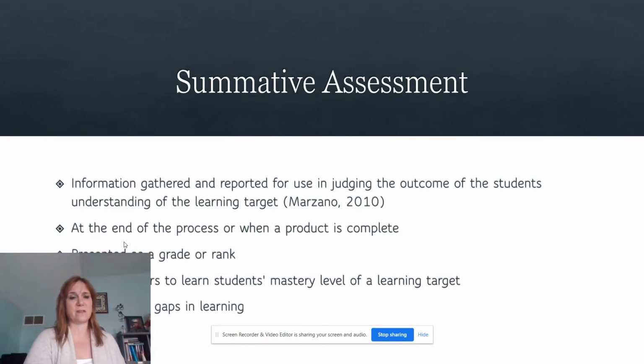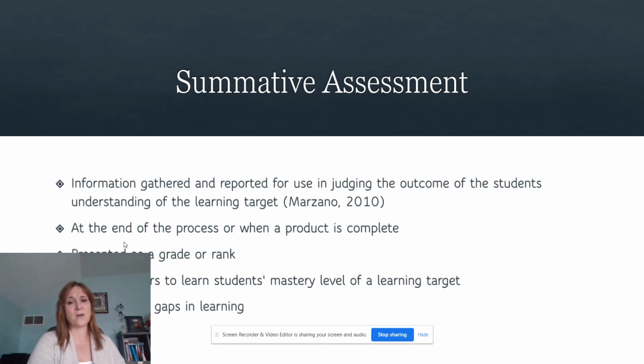Lastly, there's summative assessments. Summative assessments inform, gather, and report for use in judging the outcomes of students and understanding of the learning targets, according to Marzano. Now, judging and reporting out, again, those are the end of the unit tests that we're actually putting into the grade book. Semester exams, like larger projects at the end of a unit. So it's judging that final outcome of a unit.